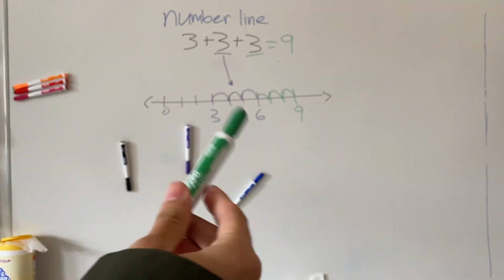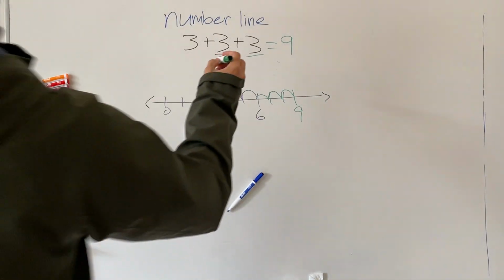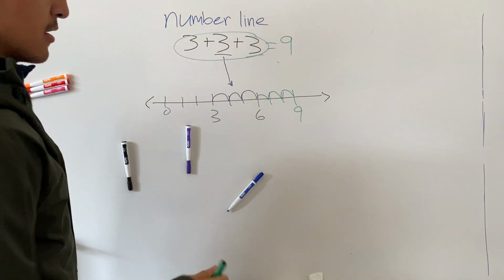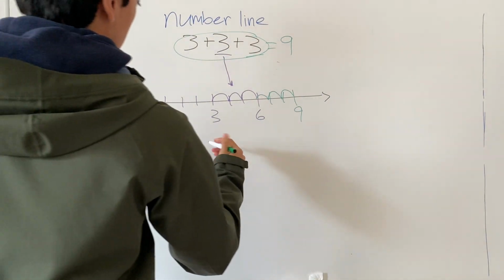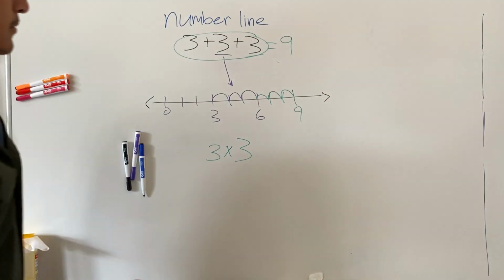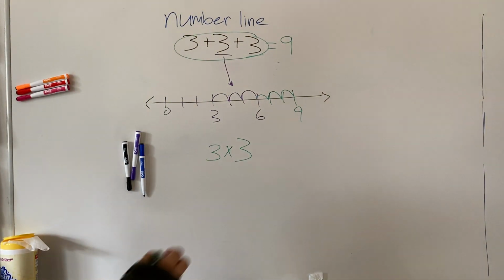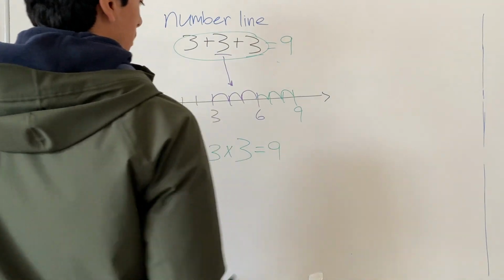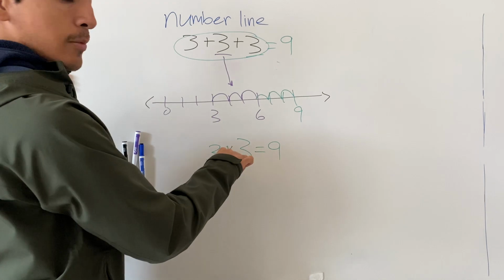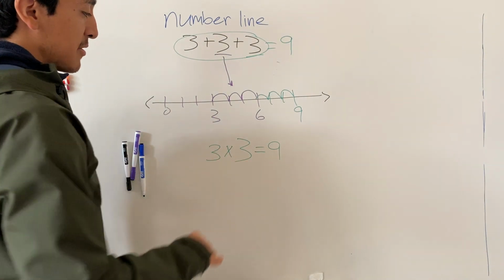But what is another way I could have written that? What is another way I could have written this equation right here? 3 plus 3 plus 3, that's just another way of saying 3 times 3. That'll give us the same answer of 9. 3 plus 3 plus 3, another way we could have written it is 3 times 3.